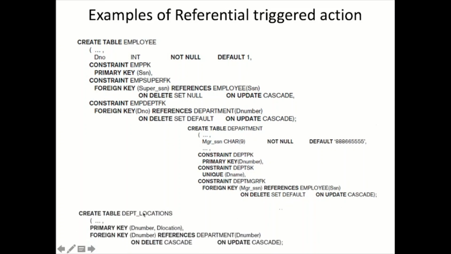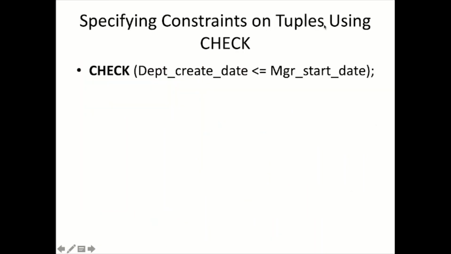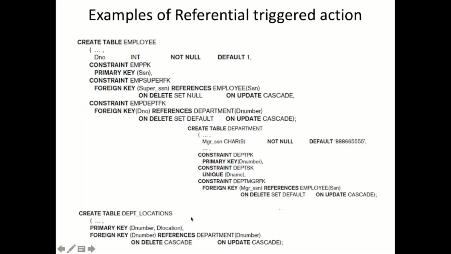This is another example, in the department table. Here we have this foreign key manager SSN which references SSN. On delete we are setting it to default, and on update it is cascade. And this is the department locations table. On delete it is cascade, on update also it is cascade. We are asking to cascade, so those operations should be triggered in all the relations. So this is known as referential triggered actions. These triggered actions are specified in order to prevent referential integrity violations while inserting, deleting, or if something else happens to the table.